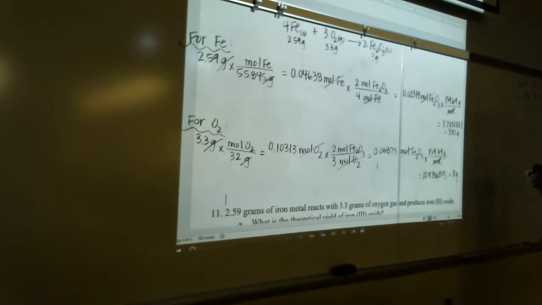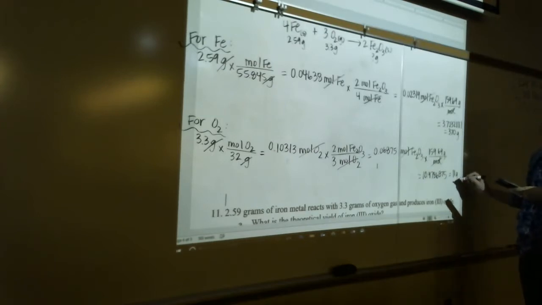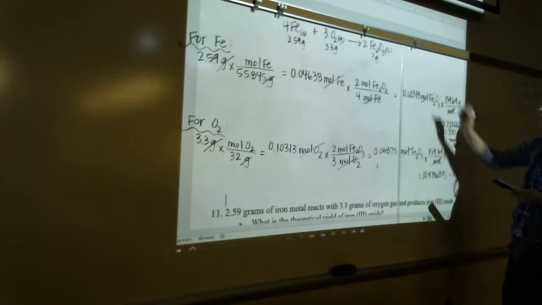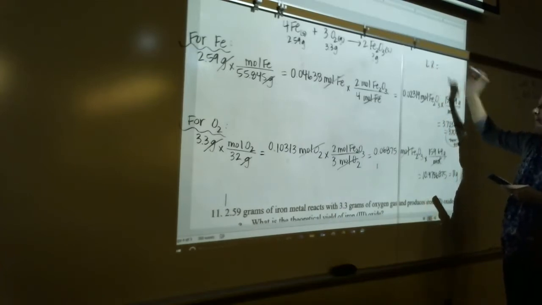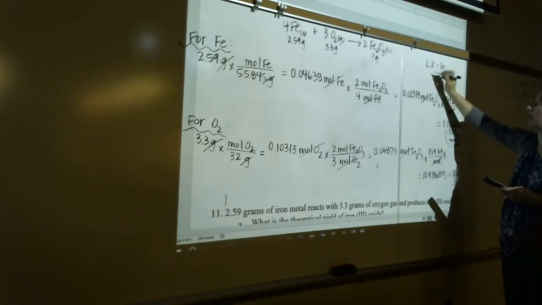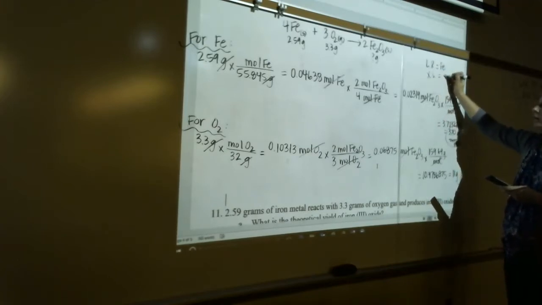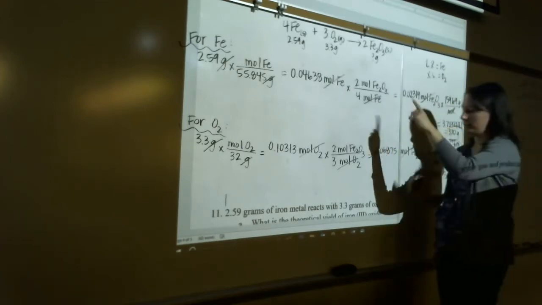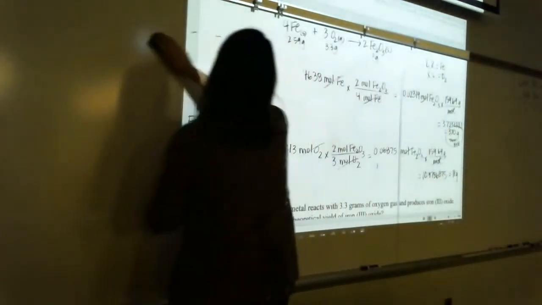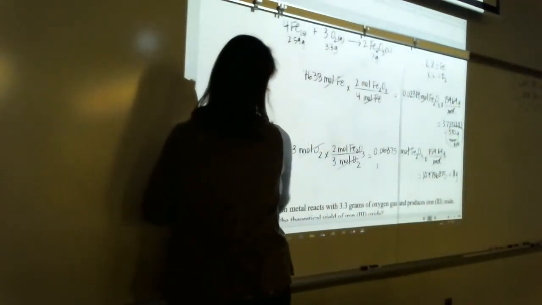So what's the theoretical yield? 3.70 or 11? 11 is not the theoretical yield, right? 3.70 is the theoretical yield. And the limiting reagent is what? Fe, right? And the excess reagent would be O2. Questions on number 10? When you have information about more than one substance, that's a limiting reagent problem. Got to do it twice in terms of your stoichiometry.